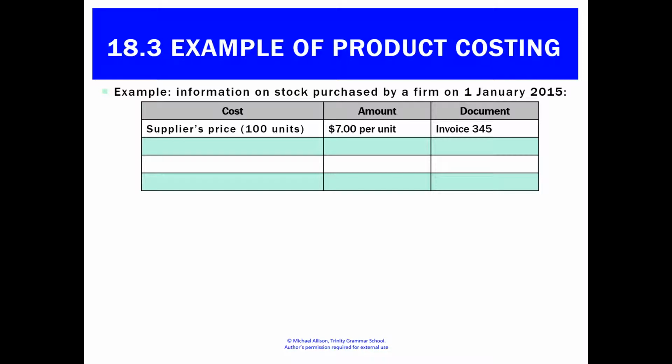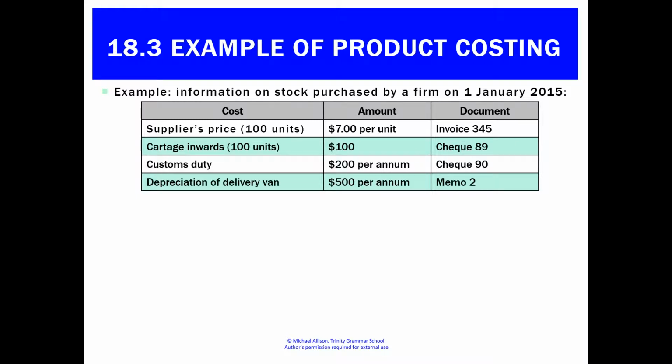We've got the supplier's price, which is 100 units, they're $7 each. That was on invoice 345. Got cartage inwards, which was $100, but that covered 100 units. That's on check 89. Got some customs duty, which is $200 per annum, paid on check 90. And lastly, we've got some depreciation of a delivery van, which is $500 per annum, and that's been recorded in memo 2. So one thing to note is that each of these has actually occurred on a separate document. We're going to need that information in a second.